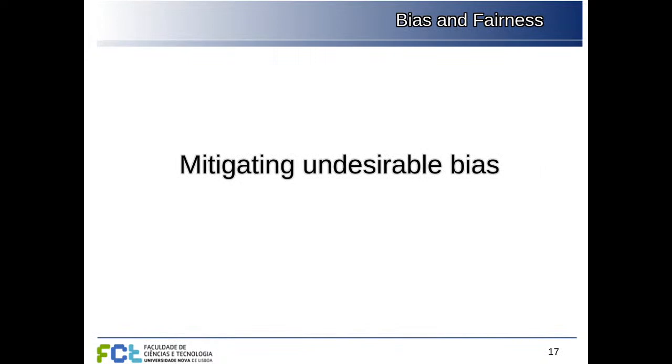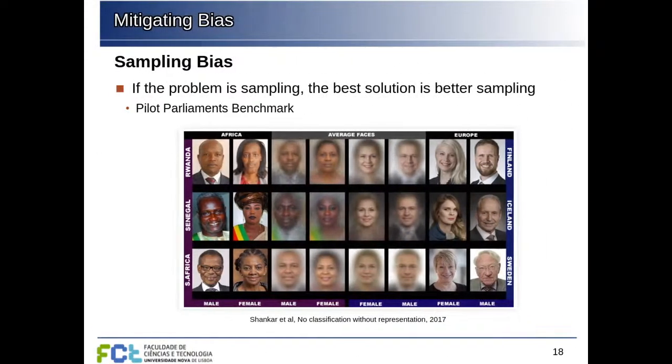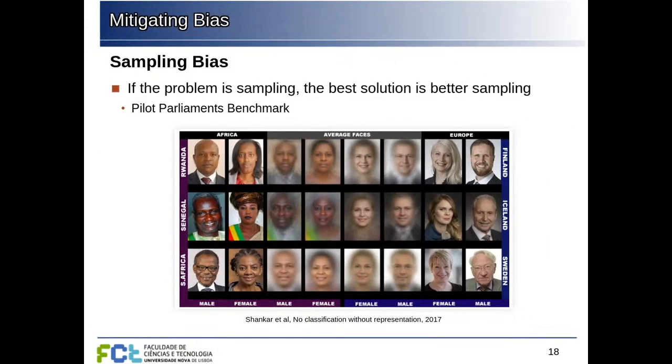Okay, so let's see some ways we can mitigate undesirable bias in training deep neural networks. One trivial source of bias to solve, at least in theory. In practice, it may be harder, but it's trivial to understand how we can solve sampling problems. We just do better sampling and create a better data set that is representative of the universe we are considering.